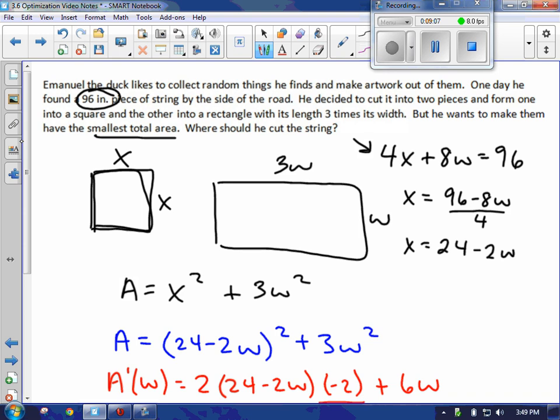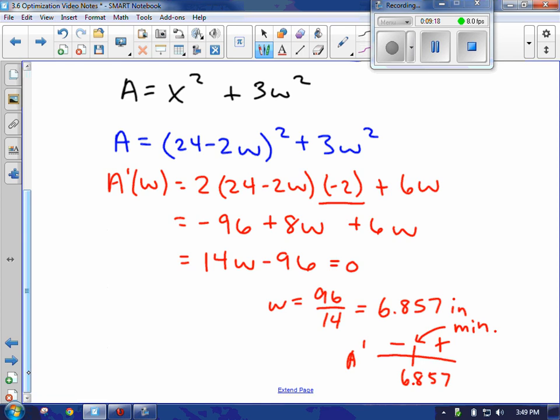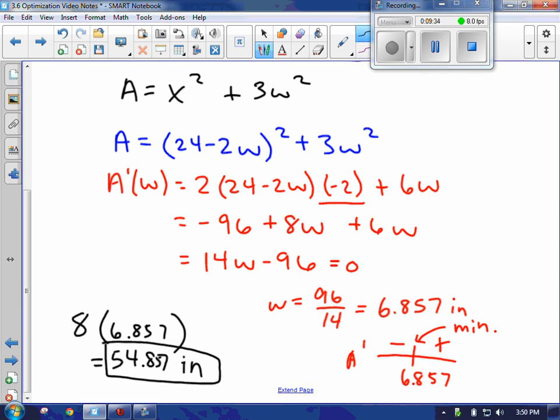He would want to cut the string at a place where the two perimeters would be split. If the width is what we have, we would want to find the perimeter of the rectangle. The perimeter of the rectangle was 8w. So he would want to cut the string at 8 times 6.857, which is 54.857 inches. So again, your final statement would be that Emmanuel would want to cut the string at 54.857 inches in order to minimize the total area of the two pieces.